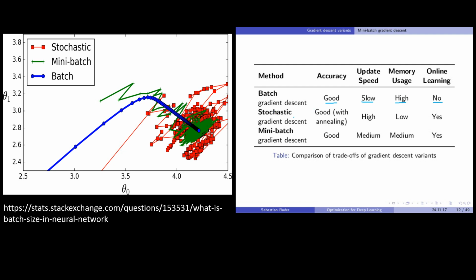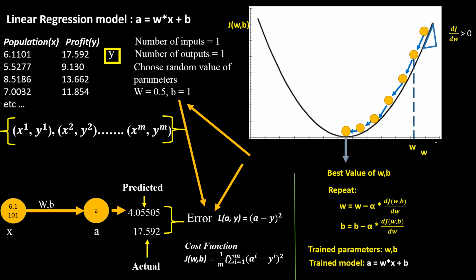In the case of stochastic gradient descent, its accuracy is good. Because it's jittering a lot, if we anneal the learning rate later, then it may converge to somewhere close to the global minima. Its update speed is high because it's updating after every example. Its memory usage is low, and obviously online learning is possible. And the best one is mini batch gradient descent. Its accuracy is good, its update speed is medium, its memory usage is medium, and online learning is possible. Okay, so those are the variants of gradient descent.